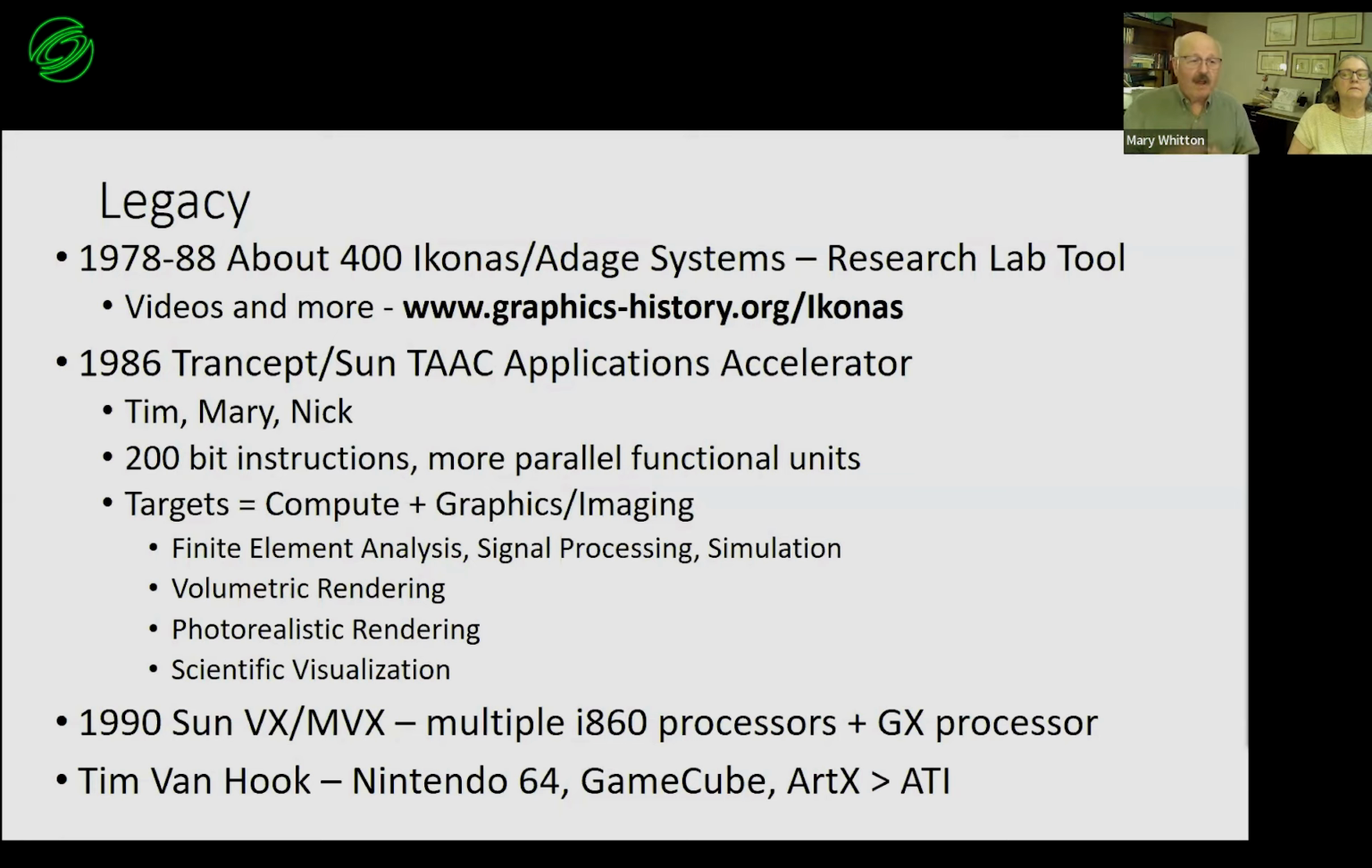The only follow-on after that was the Sun VX MVX, which had a short life. It used multiple i60 processors and included Curtis's GX processor on it to create additional graphics. And if there's any sort of DNA left, it went with Tim Van Hook. He was the graphics architect for the Nintendo 64 graphics chip, GameCube, and was a founder at Artex, which was bought by ATI. That's it for here.